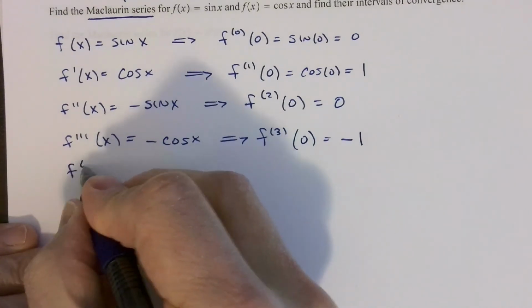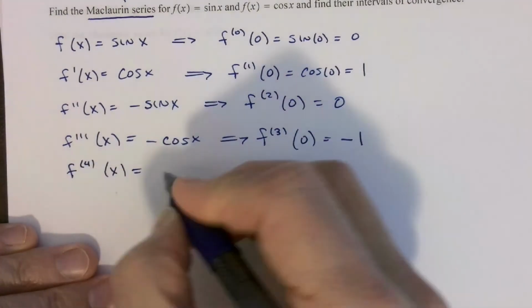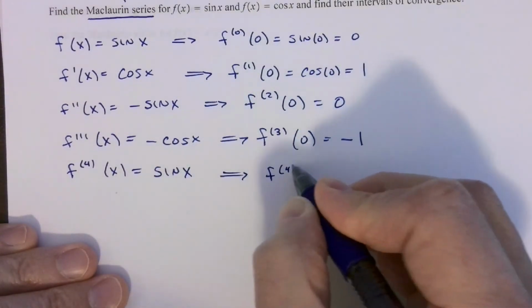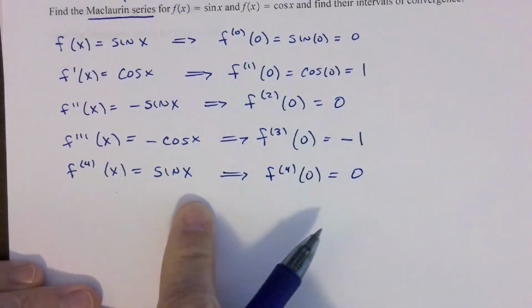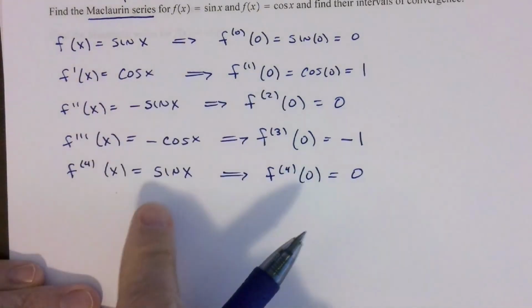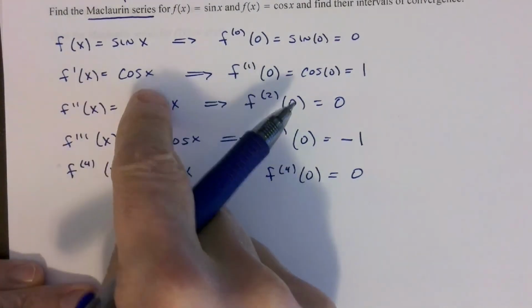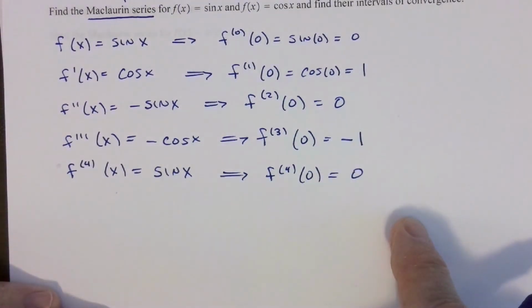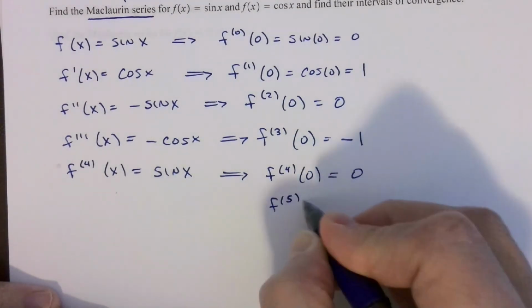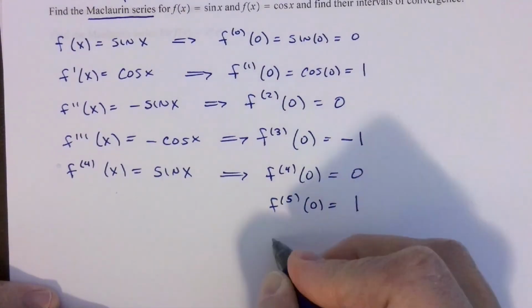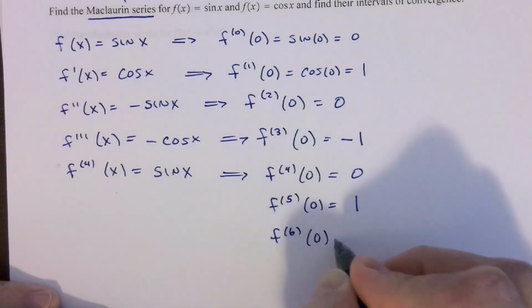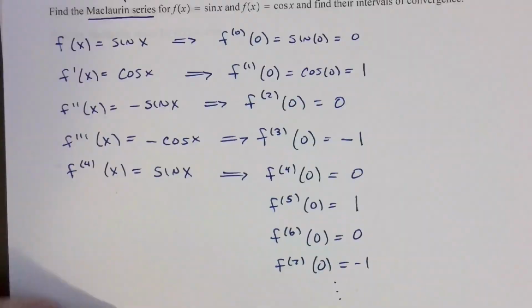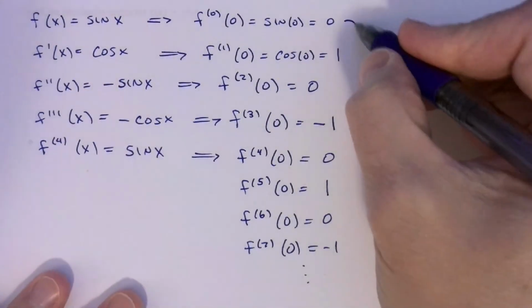And the fourth derivative, what's the derivative of negative cosine x? That's sine of x. Of course, we're back to 0. But sine of x means we're right back here. And what's going to happen when I take the fifth derivative? I'm going to get cosine of x. And so the pattern's going to repeat. I've got the pattern, right? What's the fifth derivative at 0 going to be? It's going to be 1. The sixth derivative is going to be 0. The seventh derivative is going to be negative 1, right? This pattern continues.